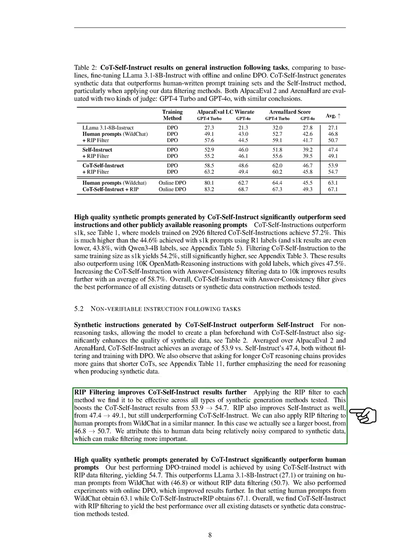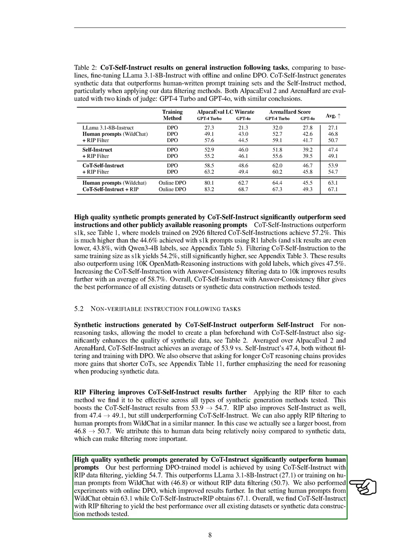The RIP filter also benefits Self-Instruct, raising its performance from 47.4% to 49.1%, although it still lags behind CoT-Self-Instruct. We can also apply RIP filtering to human prompts from WildChat, resulting in a more significant boost from 46.8% to 50.7%, likely due to the noisiness of human data compared to synthetic data.